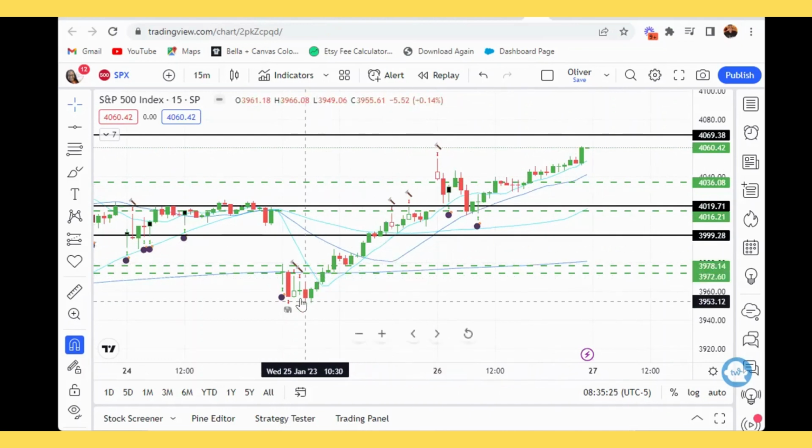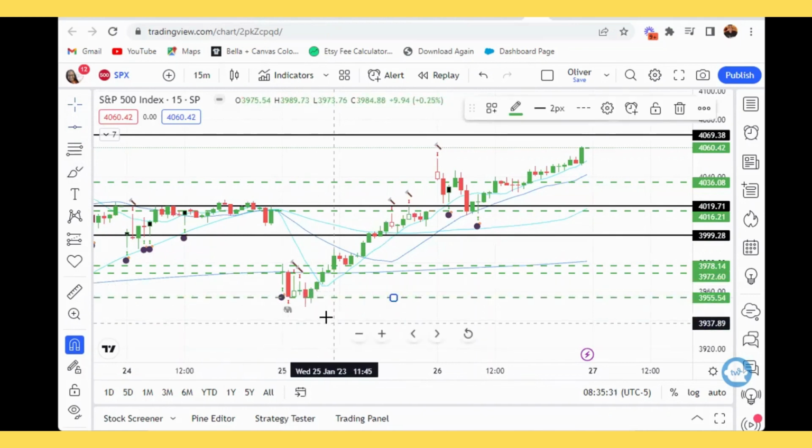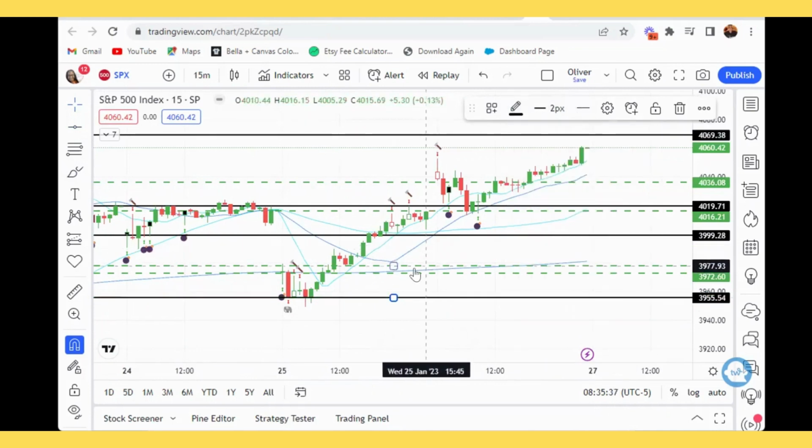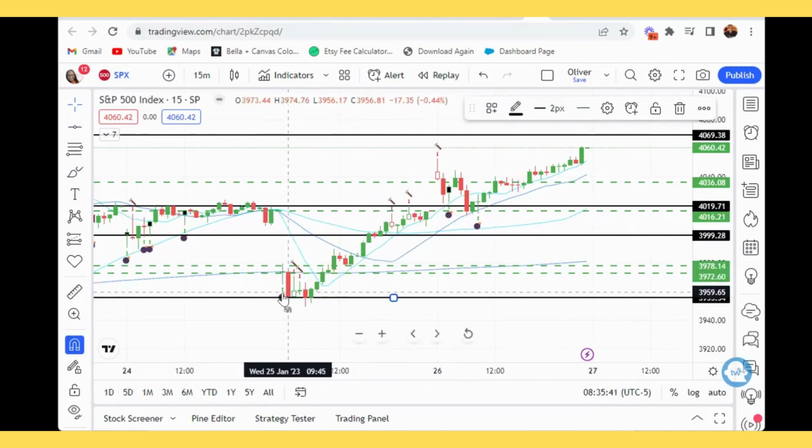Let me put one down here. This is 39.57. This needs to be black. 39.57. This was from Tuesday to Wednesday, dropped down. The gap has been filled, but there's still some support down here, 39.55.